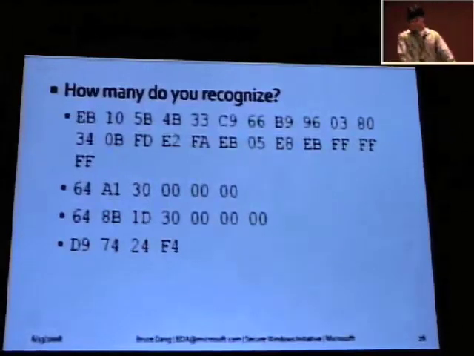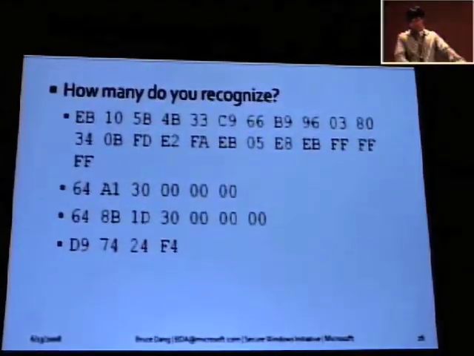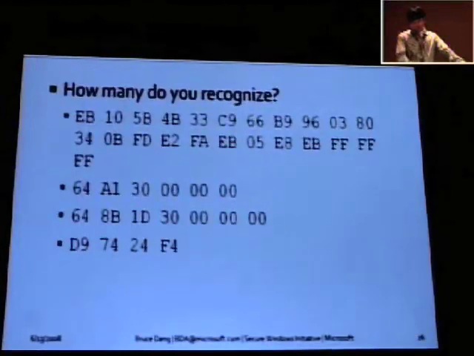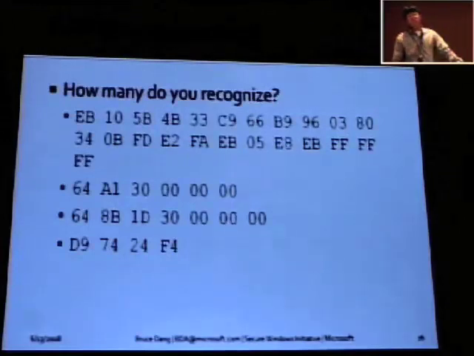The EB is going to be a short jump. The E8 is calling backwards. E2FA, that's a loop. And then you'll see 33C9, that's XOR ECX, ECX. So you can see that they're calling, this is the standard get-EIP technique.